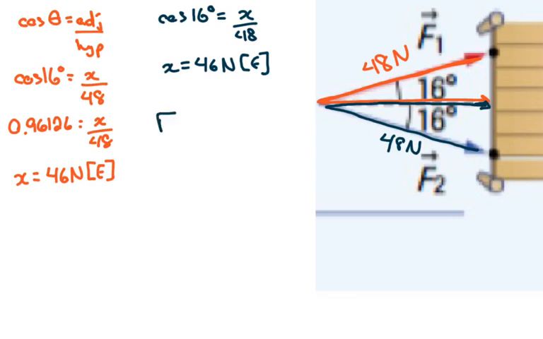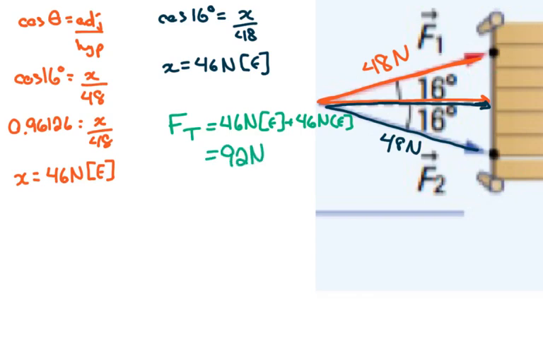So the total force from the ropes, which I'm going to call Ft because it's the tension in the ropes, is going to equal 46 newtons east plus another 46 newtons east. So we have a 92 newton east force between the two ropes.